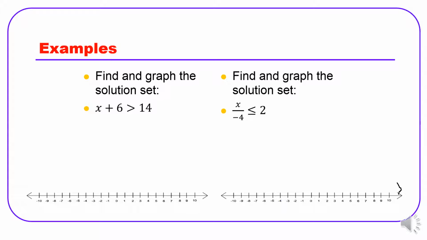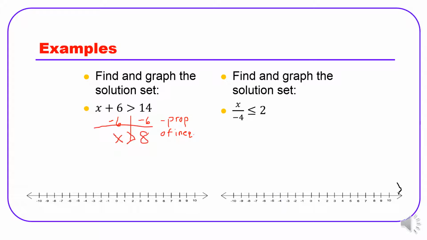The first thing we must do is solve the inequality. x plus 6 is greater than 14. To get rid of the plus 6, I must do the opposite operation, which is subtraction. So using the subtraction property of inequality, I'm going to subtract 6 from both sides to get x is greater than 8. Notice I did not switch the direction of the sign because the operation performed was subtraction.